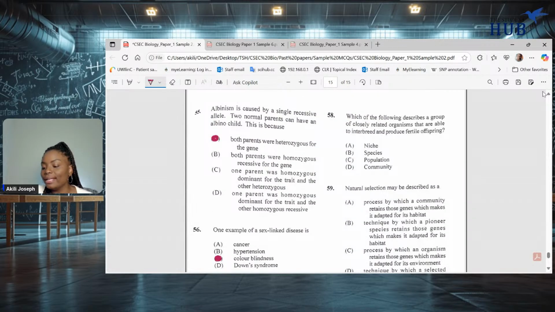58, which of the following describes a group of closely related organisms that are able to interbreed and to produce fertile offspring? That's going to be B, the species, right? So when defining a species, they must be able to interbreed, and that fertile there is going to be very important.